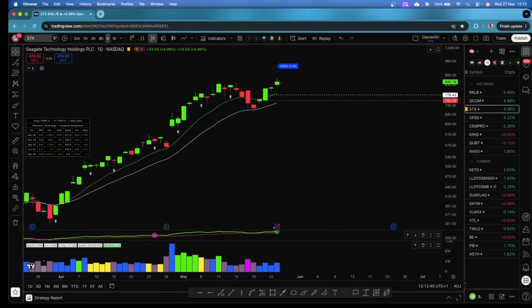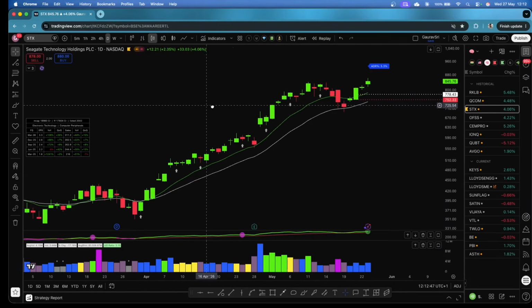Okay, so you have understood what a pullback is, what kind of pullback strategy we're looking for, and how to do the scanning. We are only using those 2-3 scans which we already discussed previously. Now let's see some examples, and during the discussion with examples we'll also discuss a lot of entry and exit scenarios. Okay, so the first example, which is a historical example, is STX, Seagate.